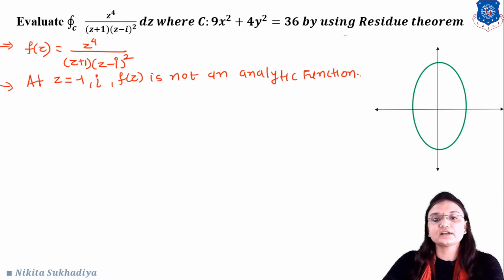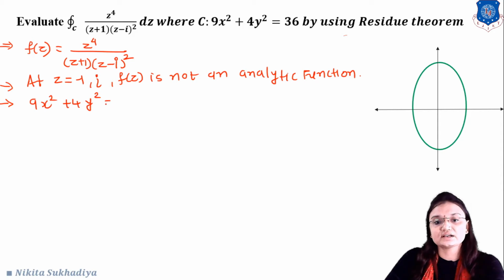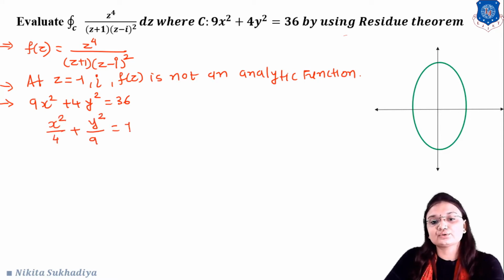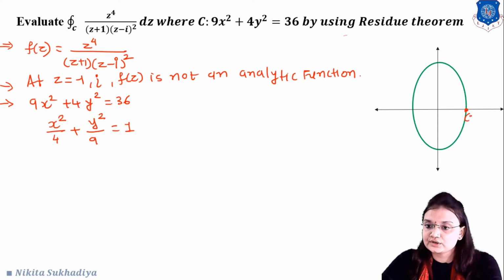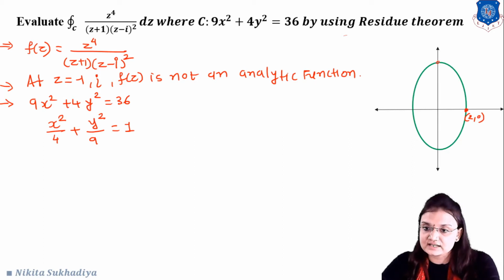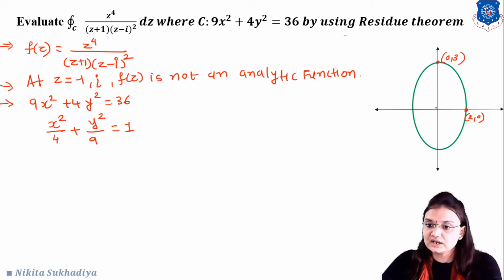Here we have C, that is 9x squared plus 4y squared equal to 36. Dividing by 36, we get x squared by 4 plus y squared by 9 equal to 1. This is the equation of an ellipse. On the x-axis there is the point (2, 0) and on the y-axis the point (0, 3). This is our center point (0, 0), this is the x-axis and this is the y-axis.